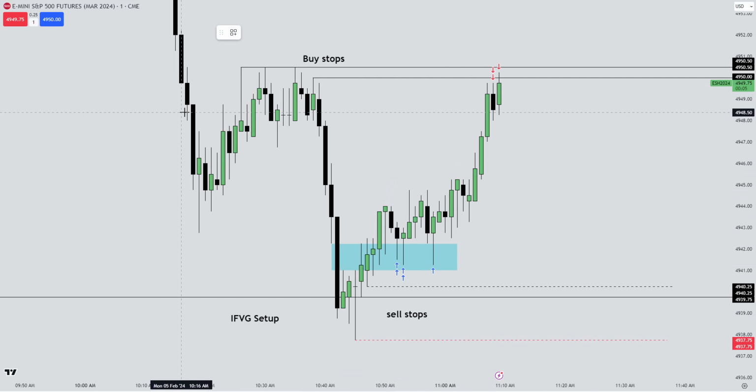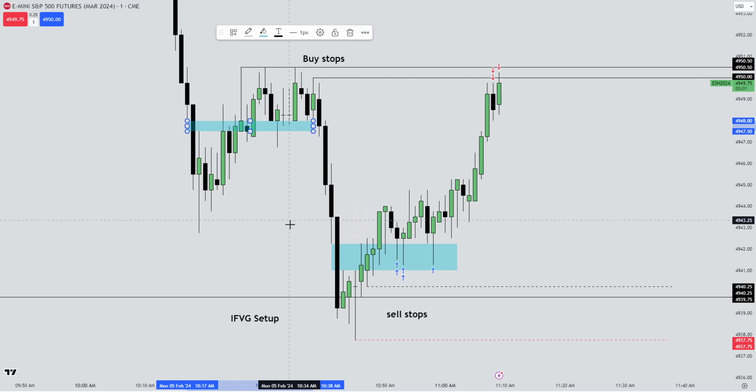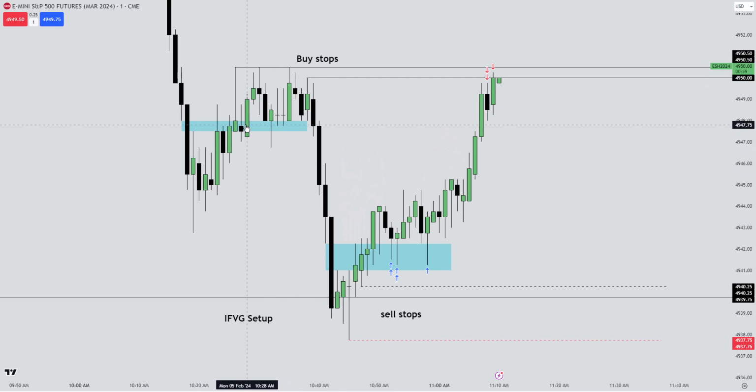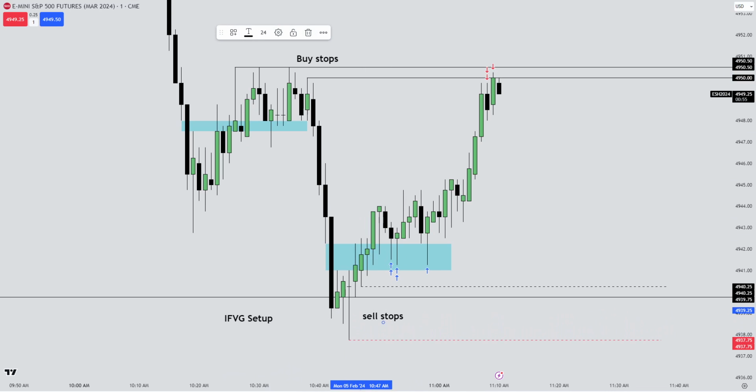Well, Dan, what about this inversion fair value gap over here? Why didn't that work? Well, you would have got stopped out on that. Did this one take out liquidity? No. It needs to take out liquidity. It needs to be delivering from the liquidity, displace higher, and then break above the bearish fair value gap. That's when your higher quality setups are going to occur.